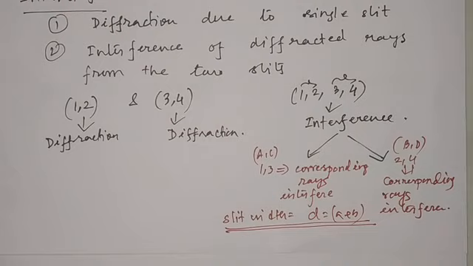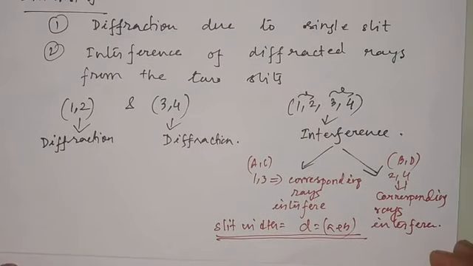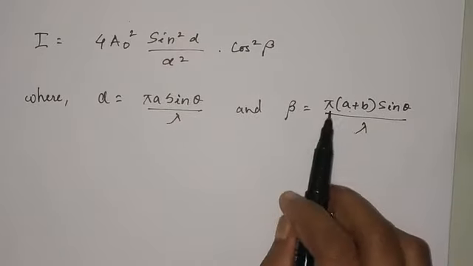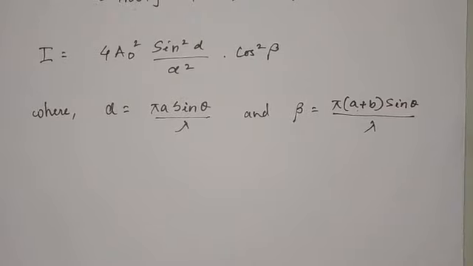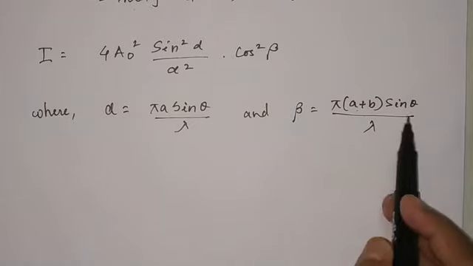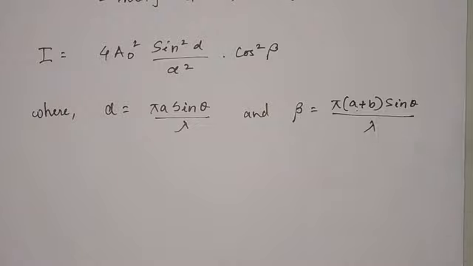So if you compare it with the Young's double slit experiment, the slit width would be d equals a plus b. That's why beta equals pi into the slit width, which is (a plus b), into sine theta by lambda. And the diffracted rays are also diffracted by the same angle theta, and then they interfere. That's why we have this sine theta and this lambda.